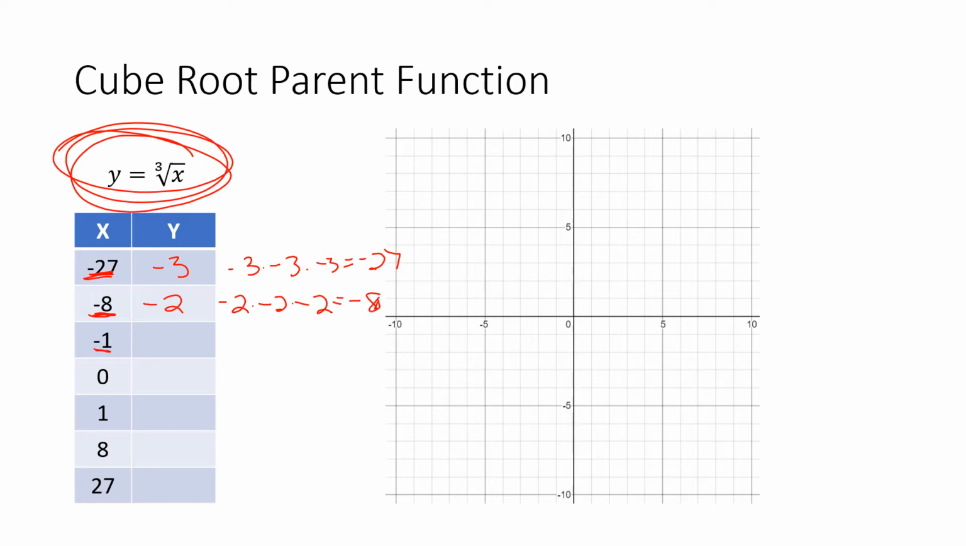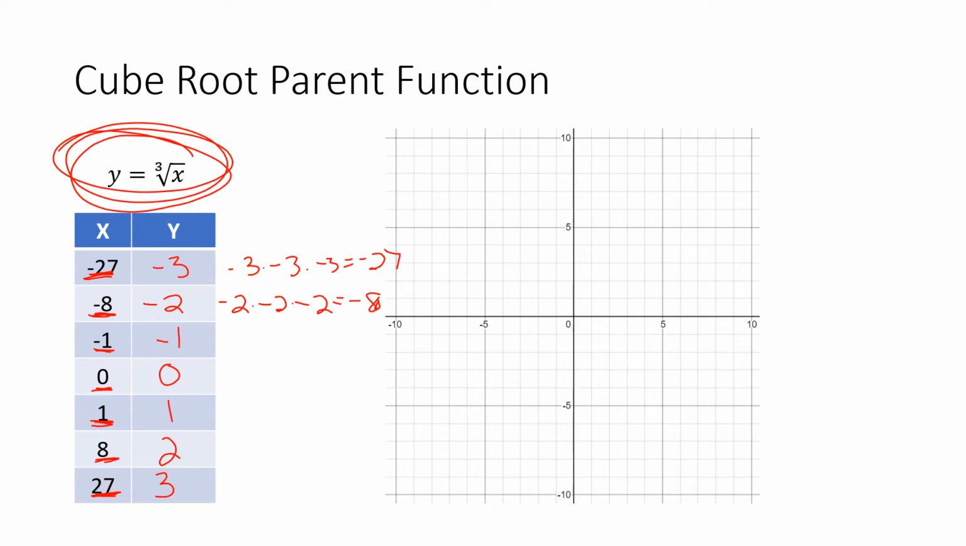All right, cube root of negative 1 is negative 1. The cube root of 0 is 0. The cube root of 1 is 1. The cube root of 8 is 2. And the cube root of 27 is 3. Okay, so these are the points that we want to plot on our graph.